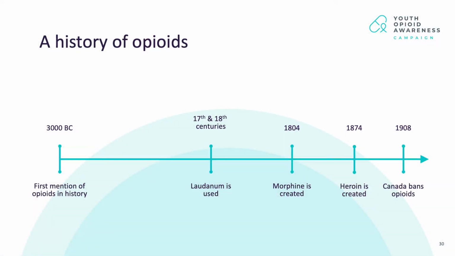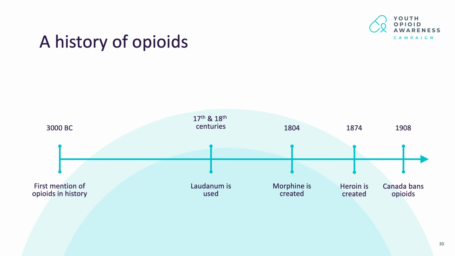Let's look at a brief timeline of the history of opioids. The first mention of opioids was 5,000 years ago. It can be traced back to Mesopotamia, located in Western Asia. The ancient Sumerians from the region referred to the opium poppy as the joy plant. In the 17th and 18th centuries, laudanum, a mix of opium and alcohol, was used to treat various ailments. In 1804, morphine was isolated by a German chemist named Friedrich Saturner.